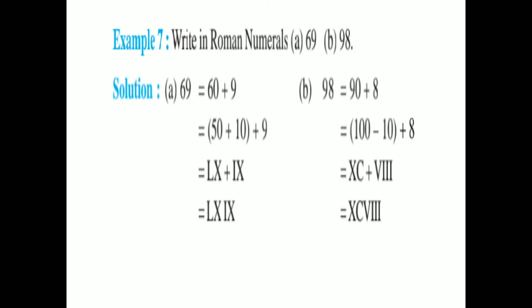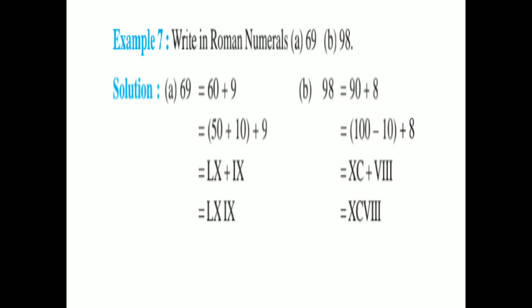So 69. First of all, if I want to write the Roman number of 69, how can I write it? 60 plus 9. And the symbol of 60 is LX. How do we make it? L is 50, X is 10. Combine them, it becomes 60, LX. And the symbol of 9 is IX. 10 minus 1 is 9. So combine it, it will become LXIX.